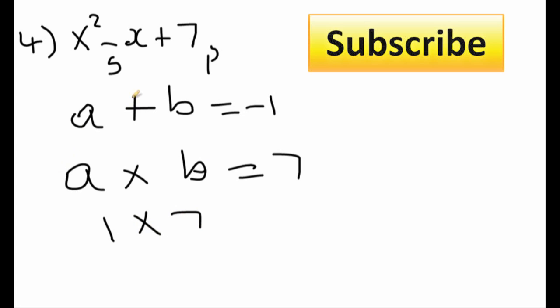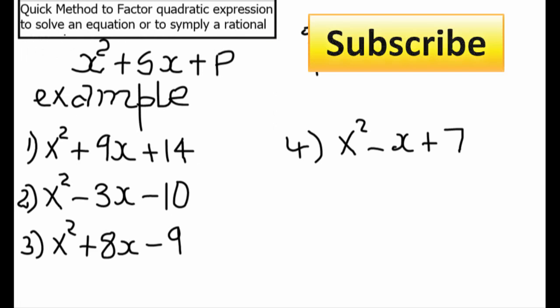So it may happen sometimes that you cannot find it. In this case, you're gonna use another method. In another video, we will teach you another method to factor quadratic expressions. But I think this method is really good. It's really quick. If you know it, you just do it.